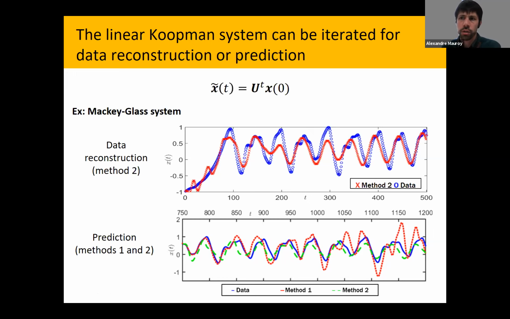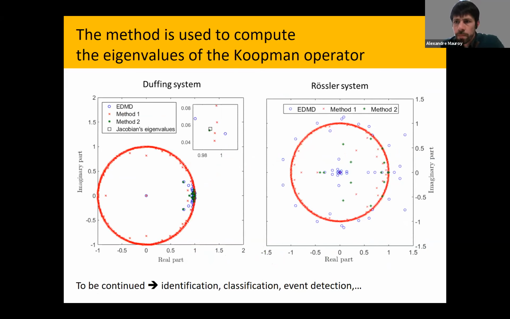So the main goal here was not to do prediction, because if we wanted to do prediction, a nonlinear method would probably work better, since we want to predict nonlinear dynamics. But still, we can end up with some satisfactory results, even with a linear Koopman dynamics. And finally, we have computed spectral properties, and this is still ongoing work. We will also apply this result to some specific application like identification or classification, as I said.